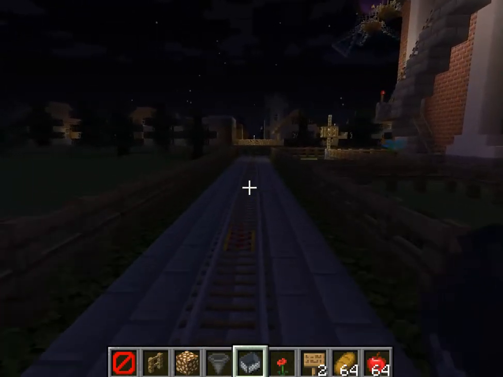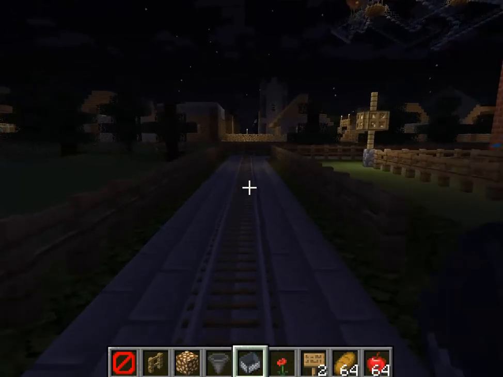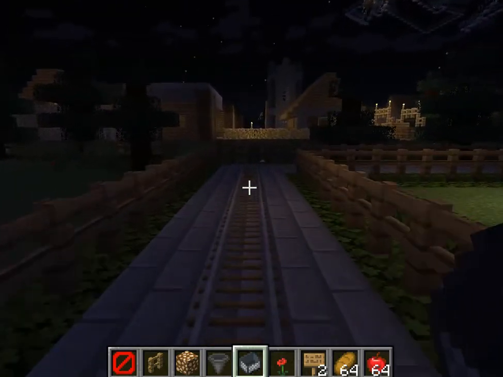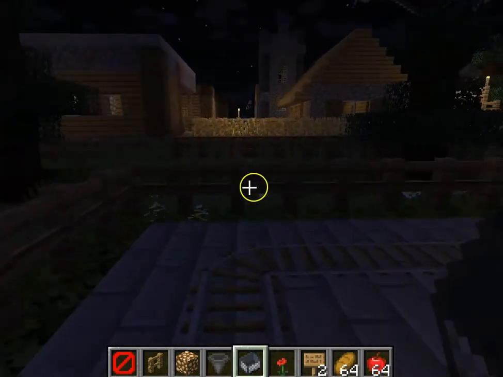If anyone can tell me how to use a powered Minecart in the comments, I'll be very pleased. Because then I wouldn't have to walk so far.